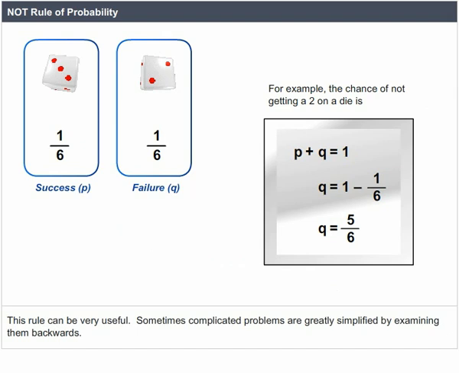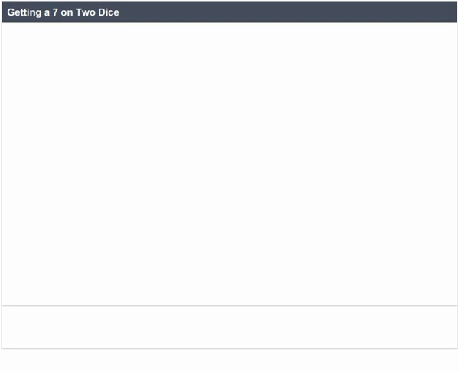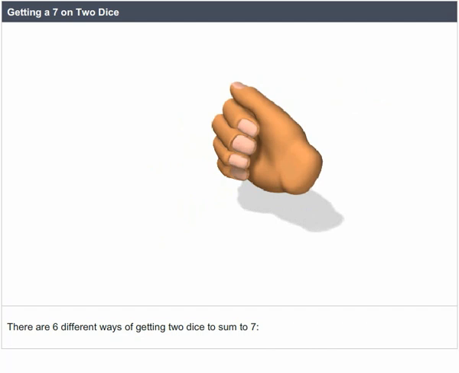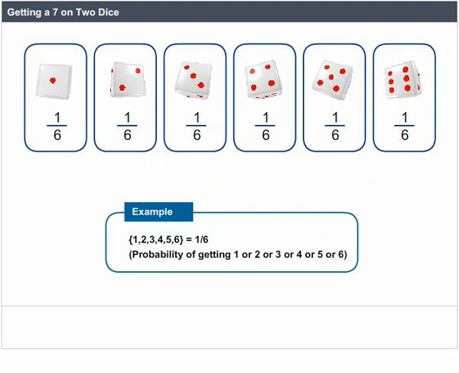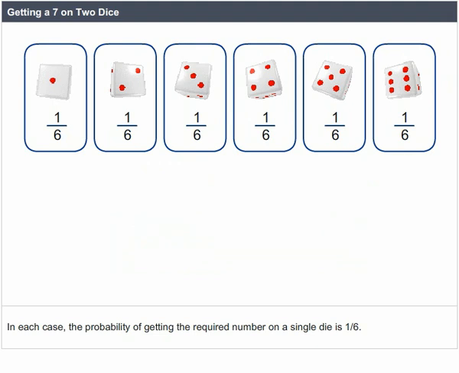This rule can be very useful. Sometimes complicated problems are greatly simplified by examining them backwards. Example: getting a 7 on 2 dice. There are 6 different ways of getting 2 dice to sum to 7: 1, 2, 3, 4, 5, 6. The probability of getting 1 or 2 or 3 or 4 or 5 or 6 is 1/6 in each case, the probability of getting the required number on a single die.